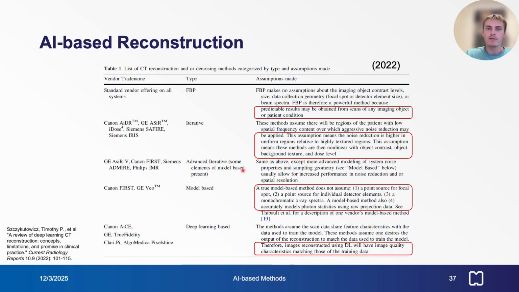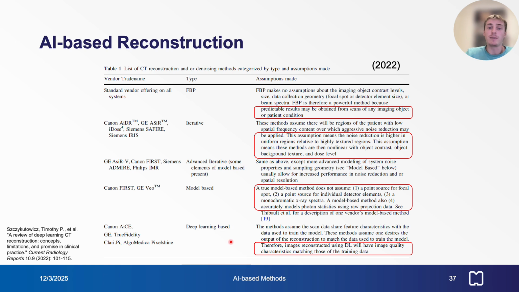And advanced iterative reconstructions are similar, but have more advanced modeling of system noise properties and sampling geometry, which can allow for increased performance in noise reduction or spatial resolution. Model-based image reconstruction doesn't assume a point source for the focal spot, a point source for individual detector elements, or a monochromatic X-ray spectrum. So the model-based method accurately models photon statistics using raw projection data.